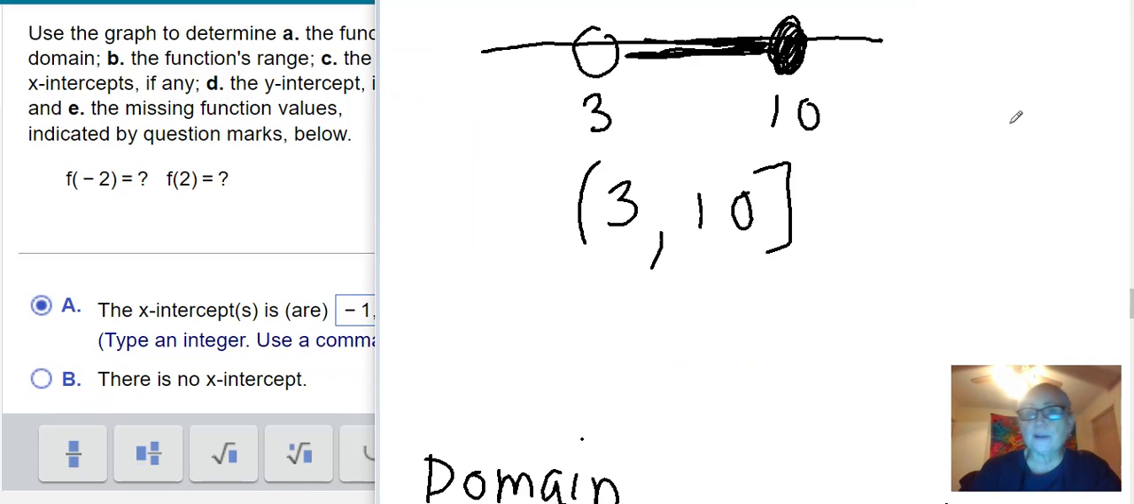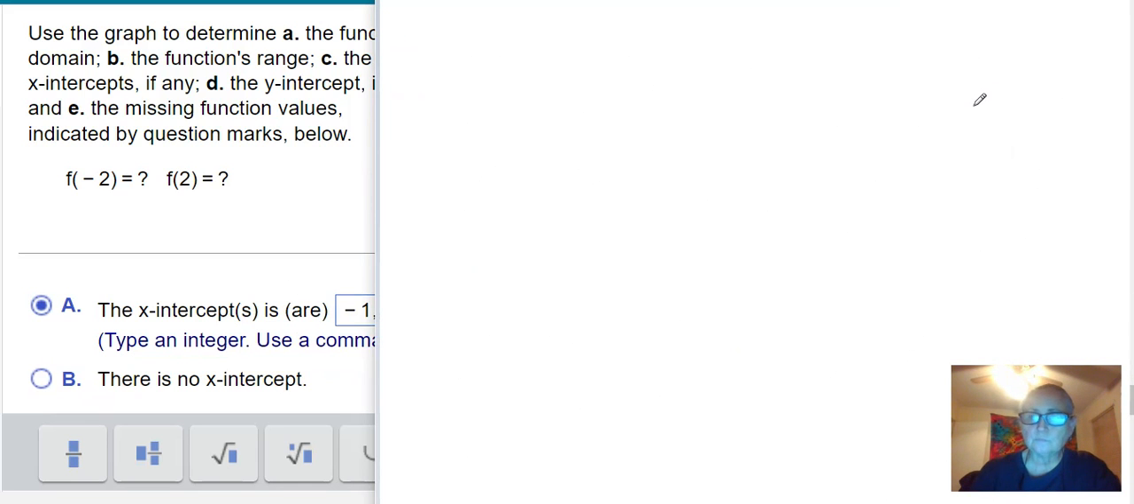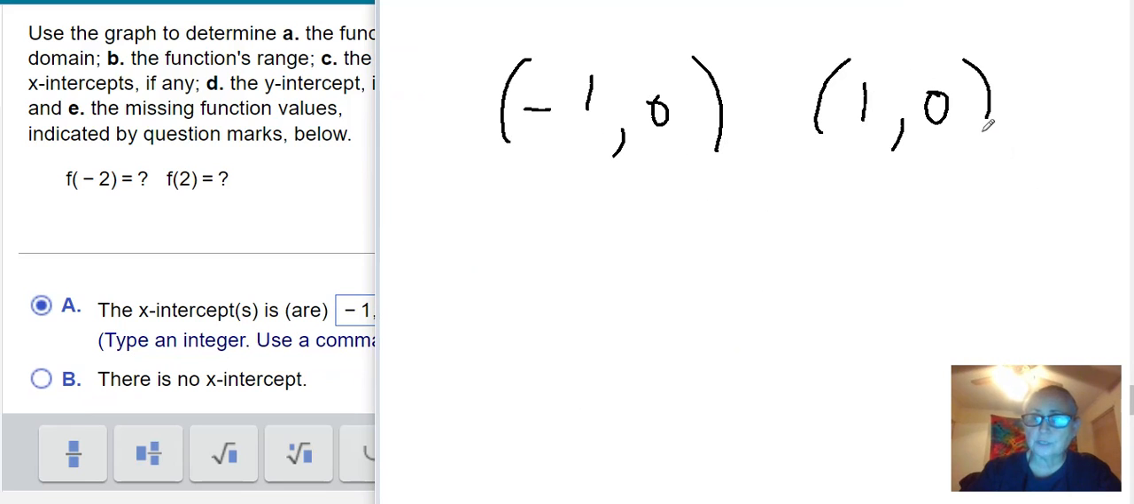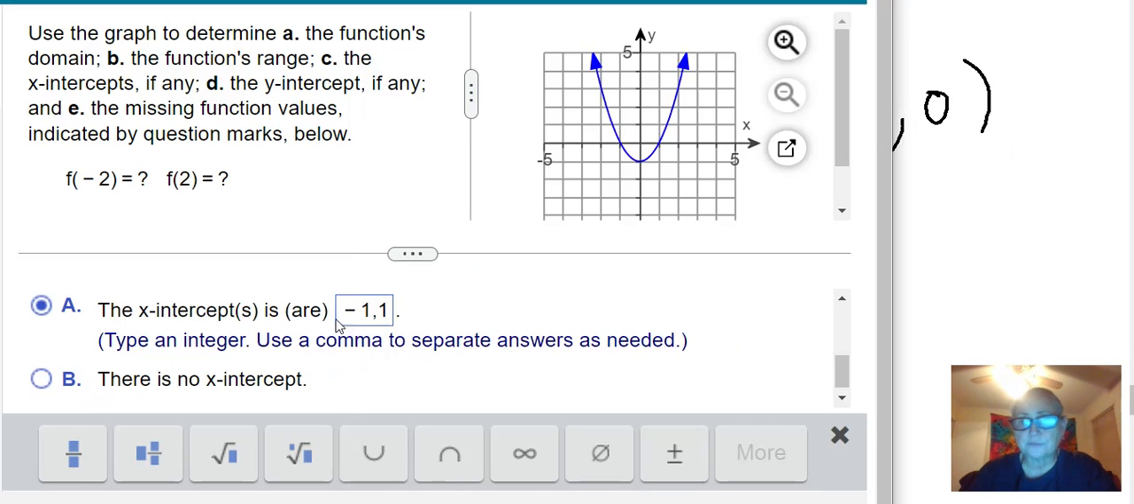Now, as an ordered pair, it would be (-1, 0) and (1, 0). So keep in mind that these can also be written with ordered pairs, but they just ask us to list them.